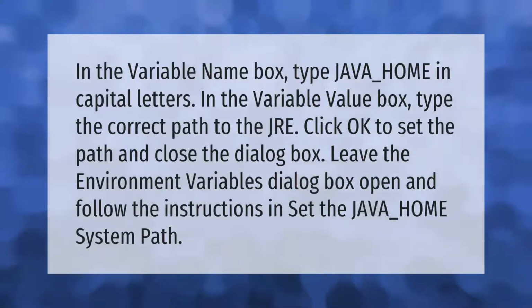In the variable name box, type JAVA_HOME in capital letters. In the variable value box, type the correct path to the JRE. Click OK to set the path and close the dialog box. Leave the environment variables dialog box open and follow the instructions in Set the JAVA_HOME system path.